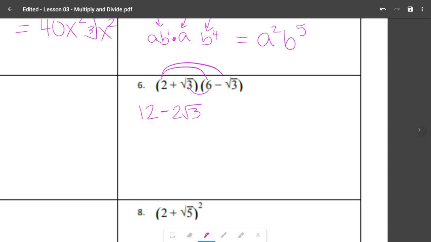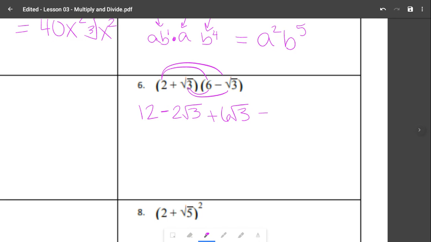Same thing here now when you do radical 3 times 6. They are on opposite sides of the radical. Positive times a positive, you should get positive 6 radical 3 there. Last one, we have a positive times a negative, so this product will be negative. And then radical 3 times radical 3.